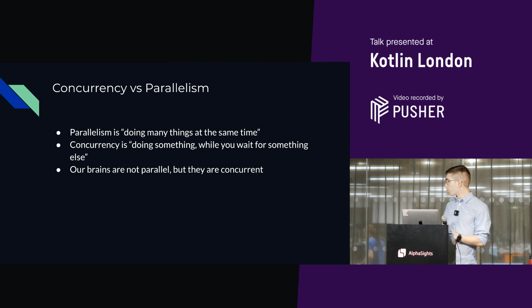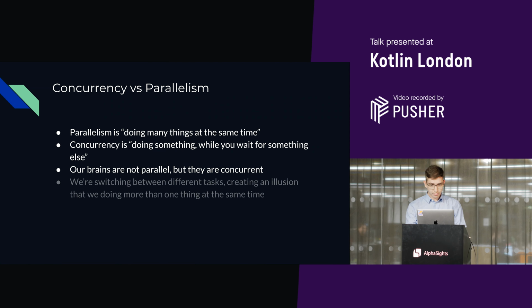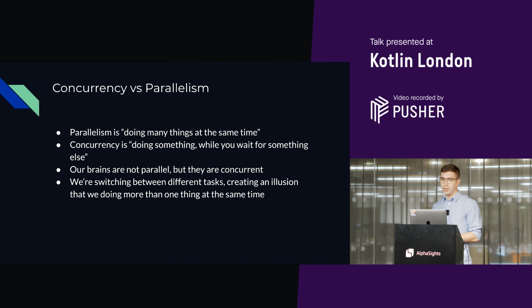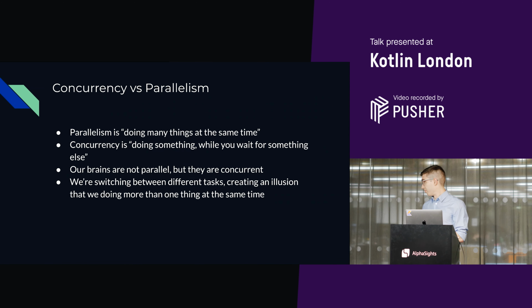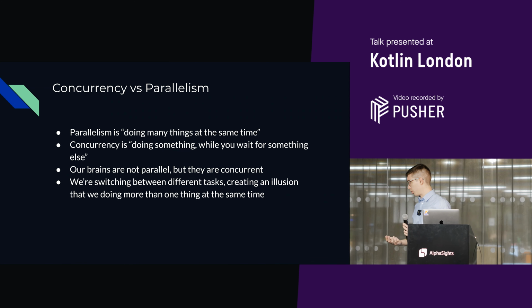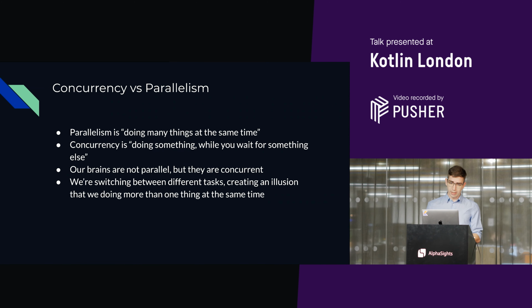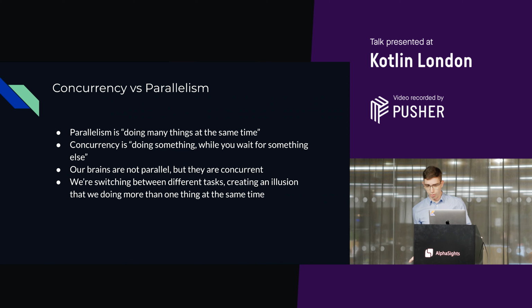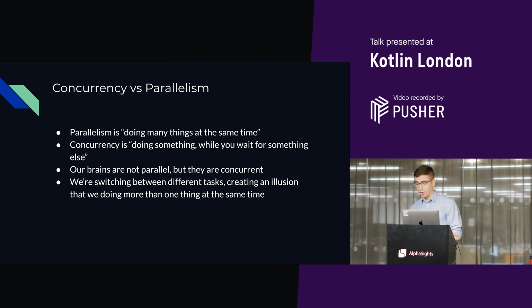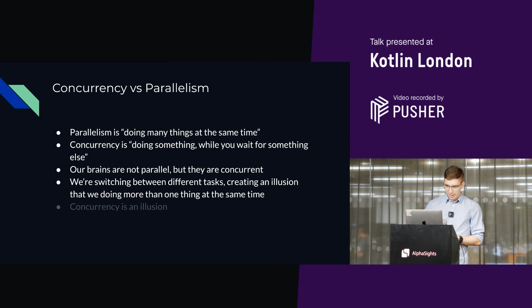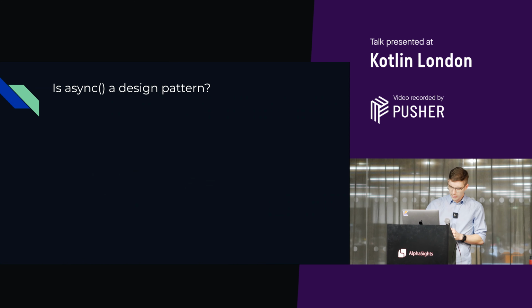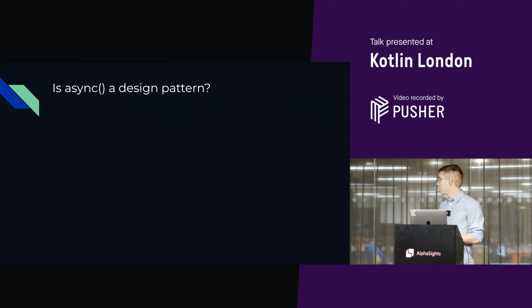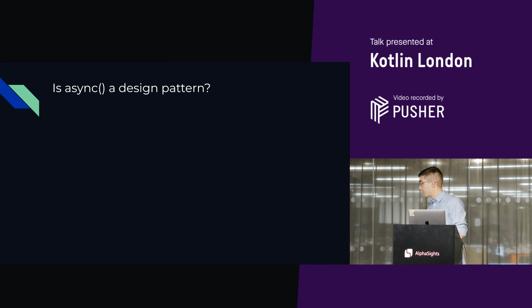So, for example, our brains are not parallel, but they are concurrent. We are switching between different tasks, creating the illusion that we're doing a few things at the same time, but we're actually not. It's only an illusion. One example is driving and speaking over the phone. So you're not actually doing two things at the same time. And what I want you to take from this is that concurrency is an illusion. So let's actually start with the design patterns.